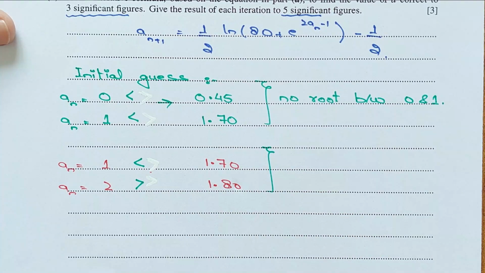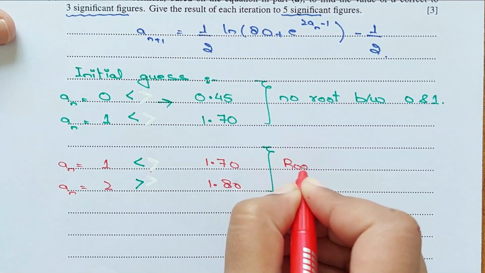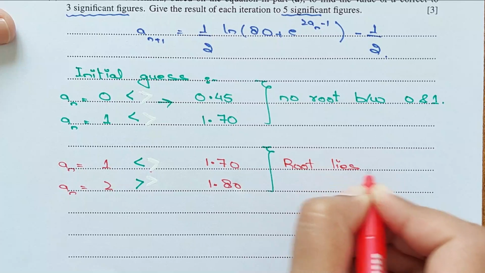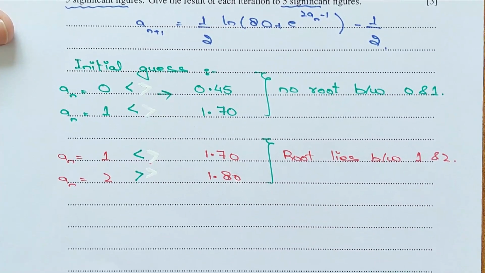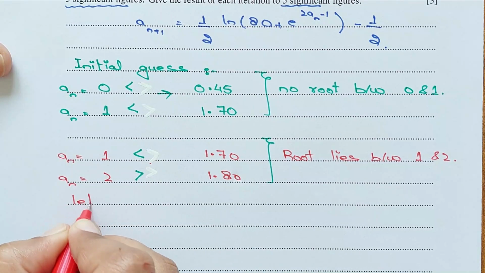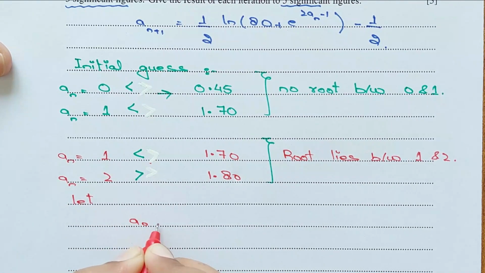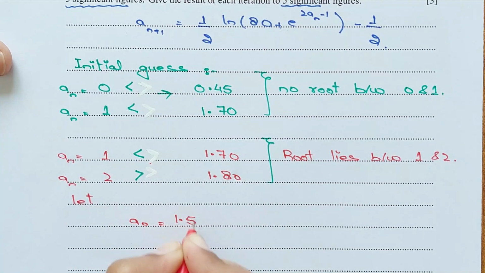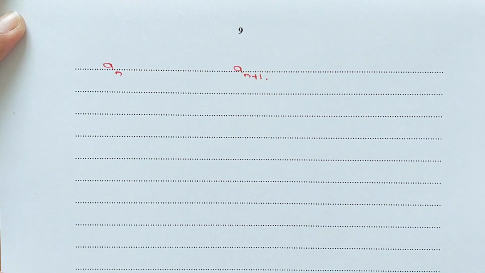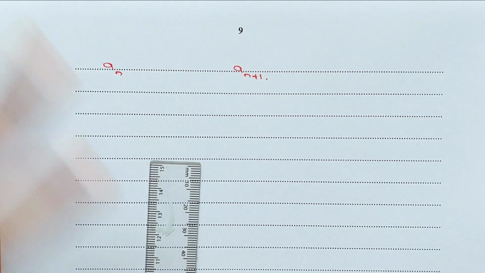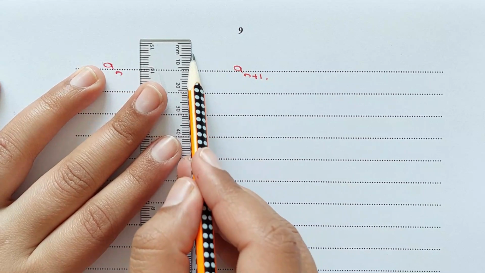It means that the root lies between 1 and 2. So we got our initial guess, right? Let's suppose that a naught, the initial guess, is between 1 and 2. We can take 1.5, right? And let's find the iteration. We can do an and an plus 1, right? Up to 5 significant figures.